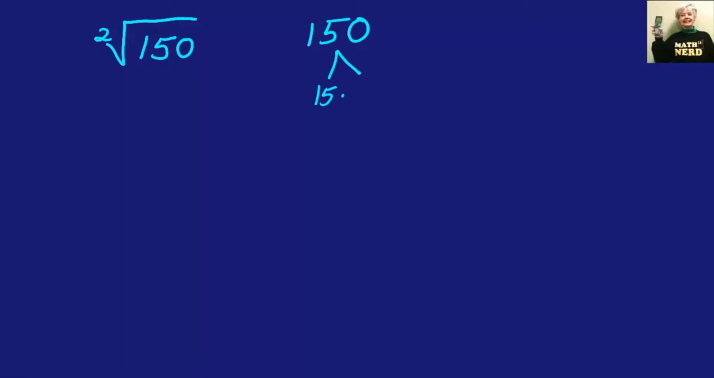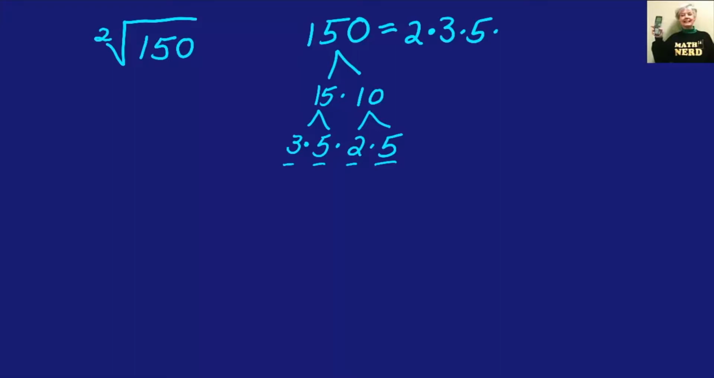15 times 10. Those aren't prime, of course. They could break down more. 15 breaks down into 3 times 5, and 10 breaks down into 2 times 5. So 150 equals 3 times 5 times 2 times 5. And if I write those in order, I can say that 150 equals 2 times 3 times 5 times 5.